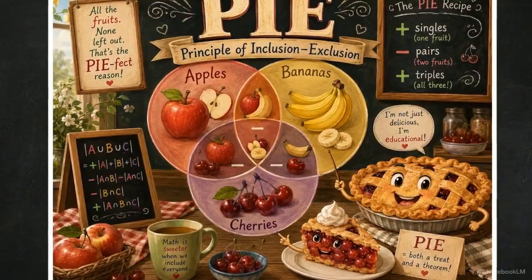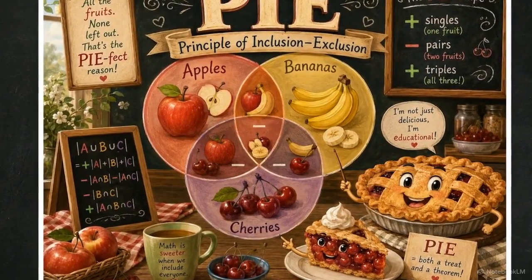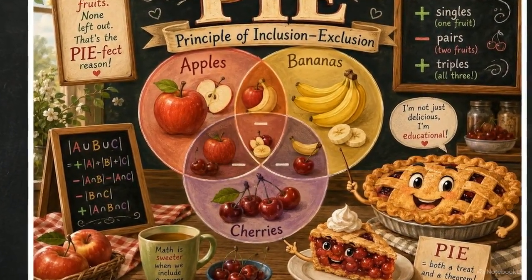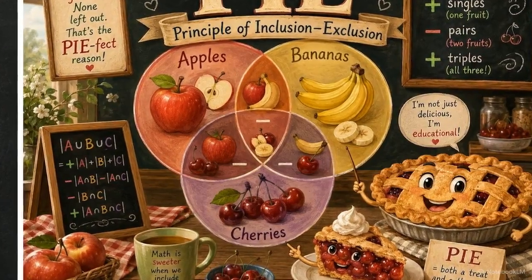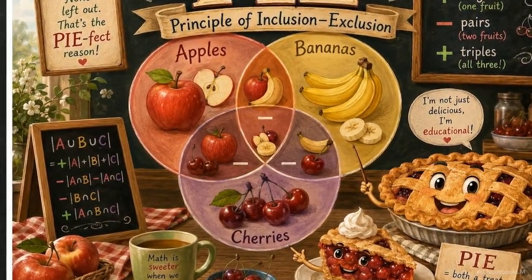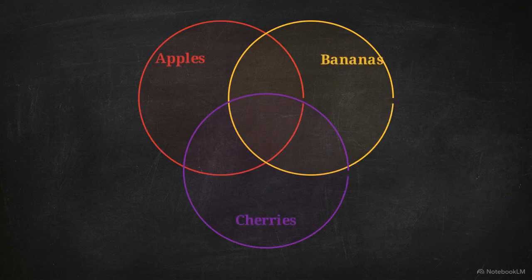Following our logic, we add the single fruit groups together. Then we find the 3 petal-shaped areas where 2 fruits overlap, and subtract those pairs to fix double counting. Look at the exact center.